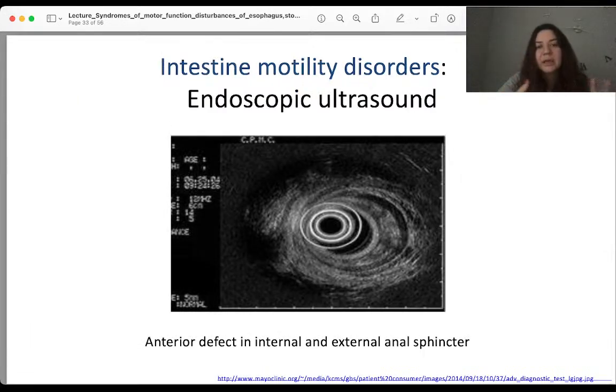We can use more rare methods of investigation, like for example endoscopic ultrasound. You can see it here on the picture. It is ultrasound where the operator puts the ultrasound sensor on an endoscopic tube. Yes, and we can visualize the internal part of the GI tract. And on this picture, as an example, we see an anterior defect in the internal and external anal sphincter.